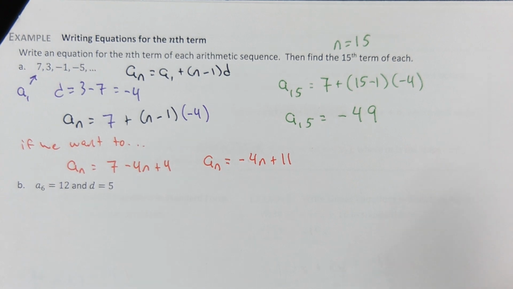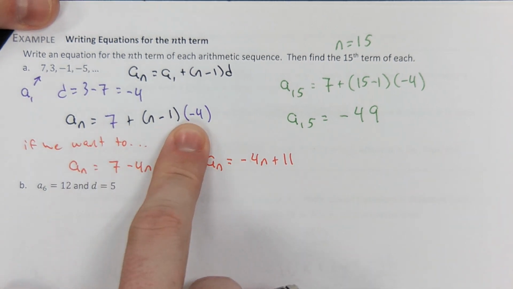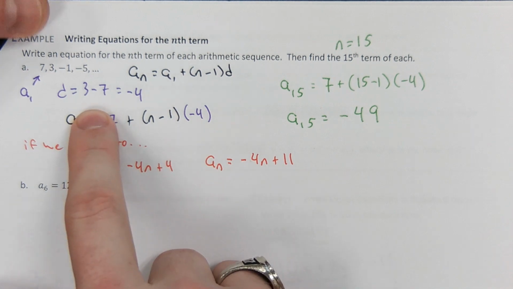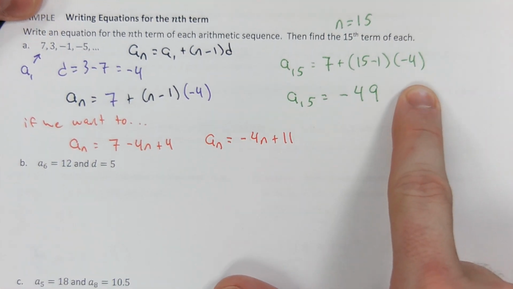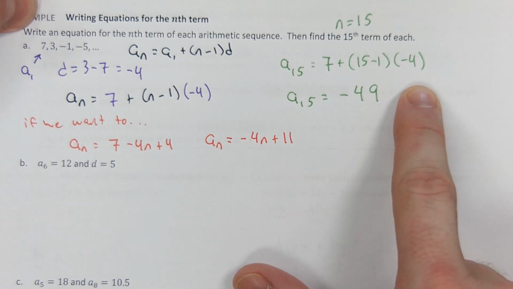So if the test question says, here's some numbers, find a sub 15, I don't care how you get to it as long as you didn't cheat to it. But I want to make sure I'm developing the good habits of writing equations, finding common differences, manipulating equations, utilizing equations. I'm trying to develop all the good habits when the math is easy.